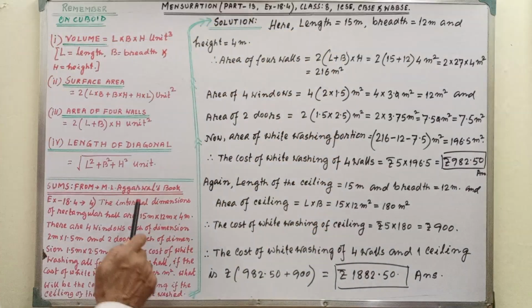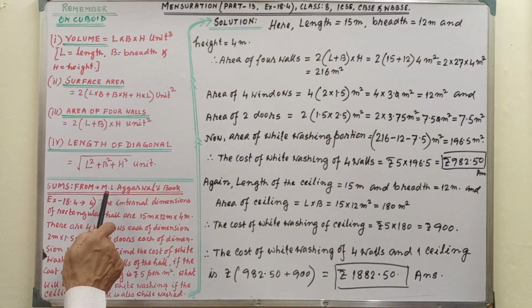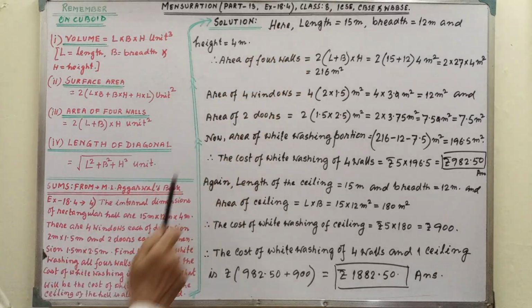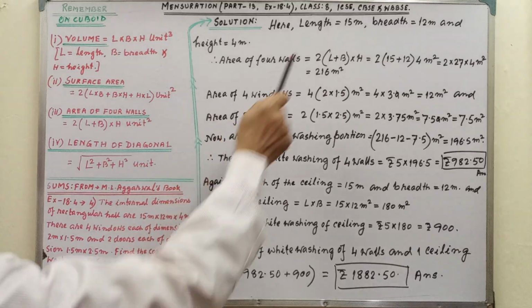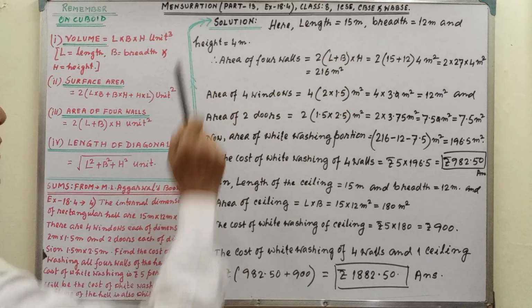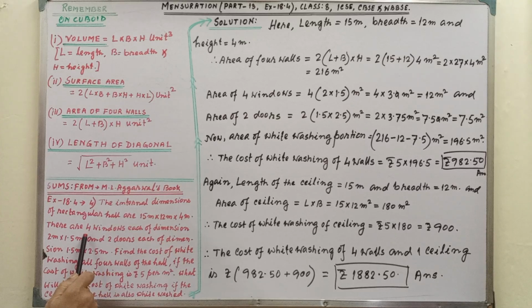Now one solution, that is a sum given from ML Agarwal's book, exercise 18.4, sum number 4. You will get the sum in your book, and here also it is written clearly. Now pay your attention on the solution. Here length is given 15 meter, breadth 12 meter, and height 4 meter. We have to find out the cost of whitewashing of the 4 walls.